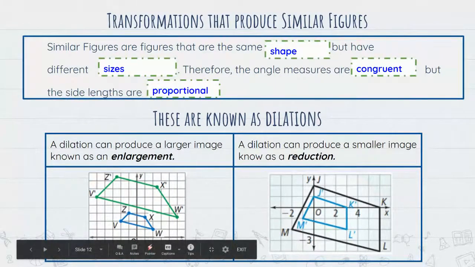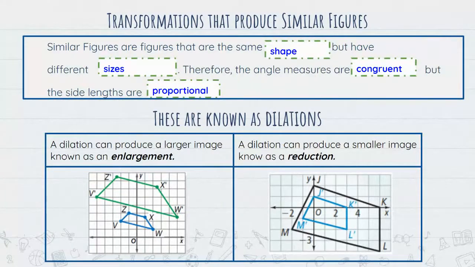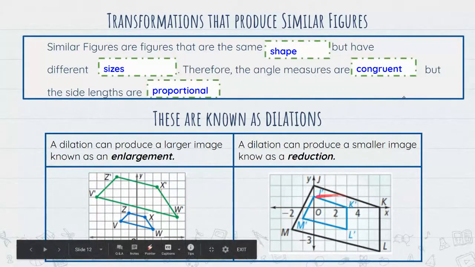So we talked about our scale factor, and that is what produces our constant of proportionality, or our k. A dilation can produce a larger image, which is known as an enlargement, or a smaller image, which is known as a reduction. So pay attention to what that prime image is. Is it larger or is it smaller than the pre-image? Always look at the prime as the one that we end up with. So you see this prime image is larger. This prime image is smaller. All right.